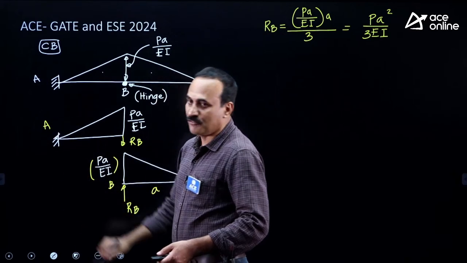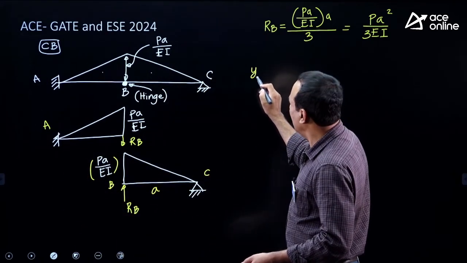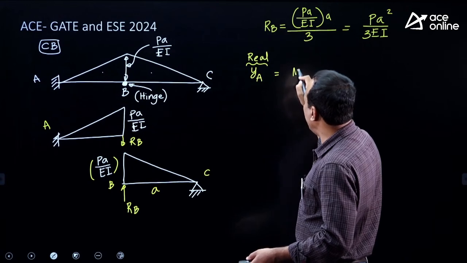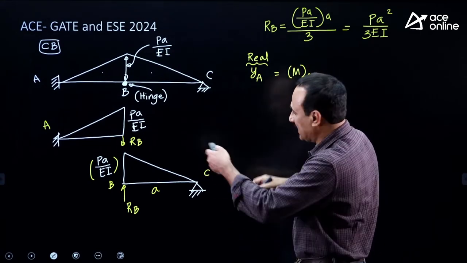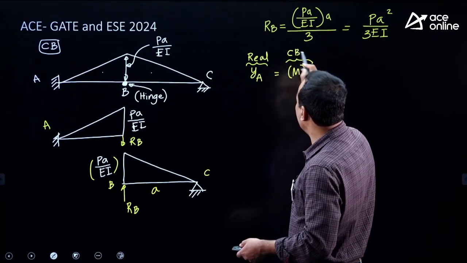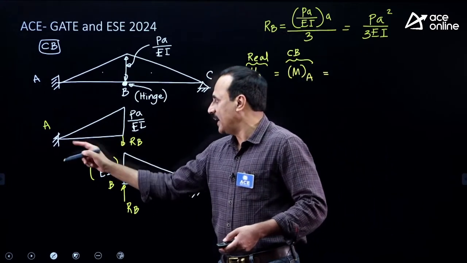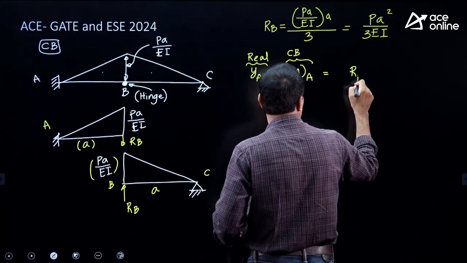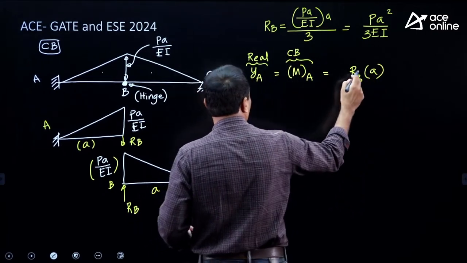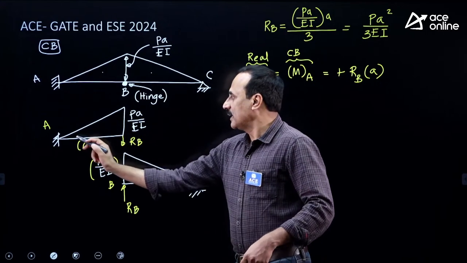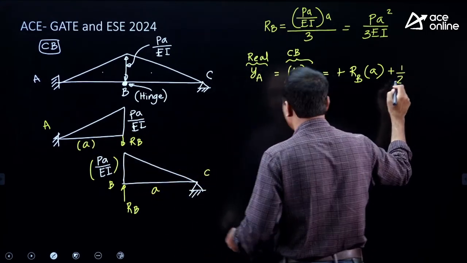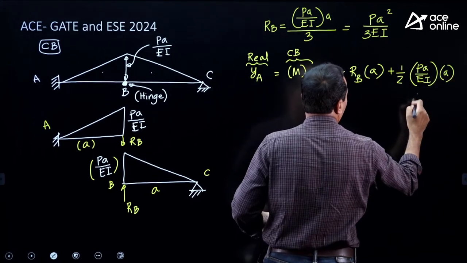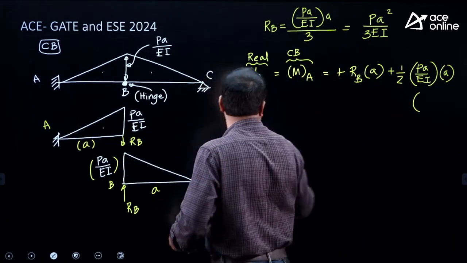Now they're asking you deflection at the free end. Deflection at the free end of the real beam is equal to bending moment at the fixed end of the same conjugate beam after conversion. So bending moment at A of the conjugate beam, span is A, so RB into A, hogging moment. I am taking hogging moment positive. Even this triangular load will be creating the hogging moment. The triangular load is also half into PA by EI is the load into distance from the centroid to here. It is two-third of A.